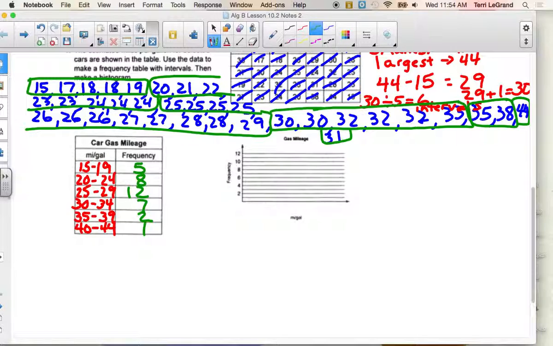Let's make this easier. 25, hold that thought. 7 plus 2 plus 1 is 3. 10. 10 plus 25 is 35, we're good, we got it. Okay, now what we have to do is make our histogram.